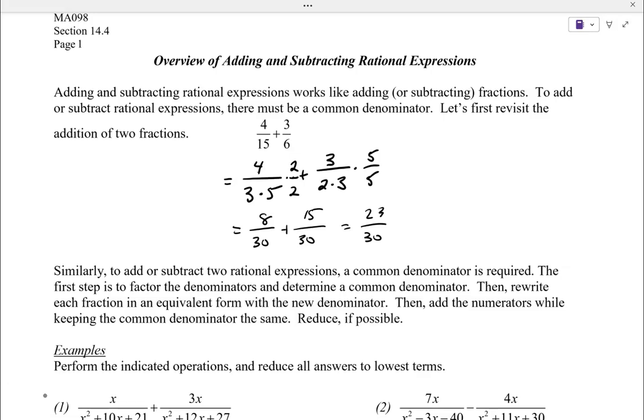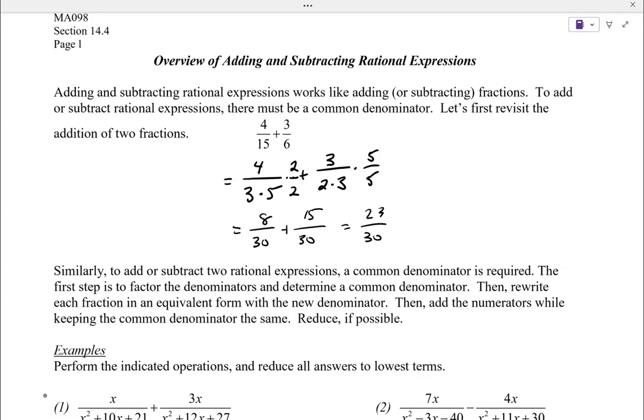So notice the way that I attacked this. Rather than looking at 15 and 6 and saying, oh my gosh, what's the multiple of both of those things? I factored first and looked at what one fraction had that the other didn't and put it all into one thing. The first fraction didn't have a 2 in the denominator, so I put a 2 in there. The second fraction didn't have a 5 in the denominator, so I put a 5 in there. We're going to use that same premise when we move from doing numbers to polynomials.